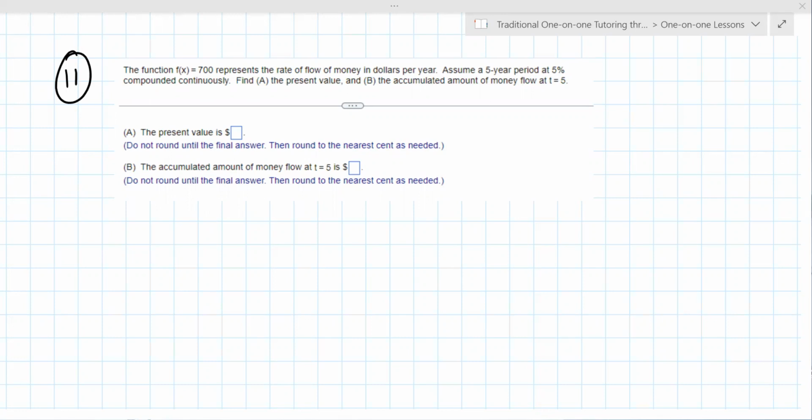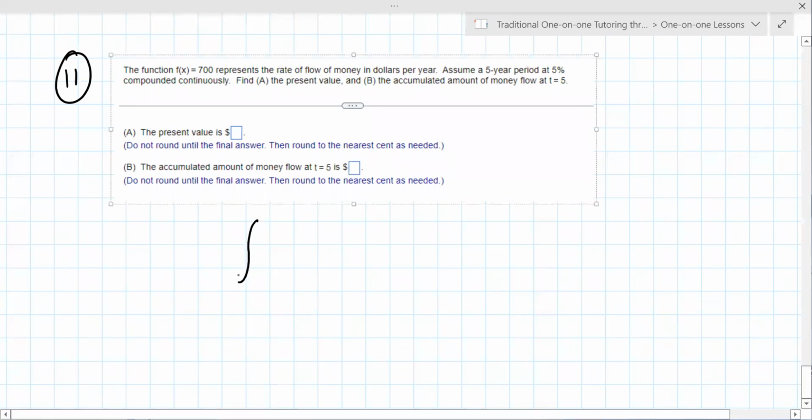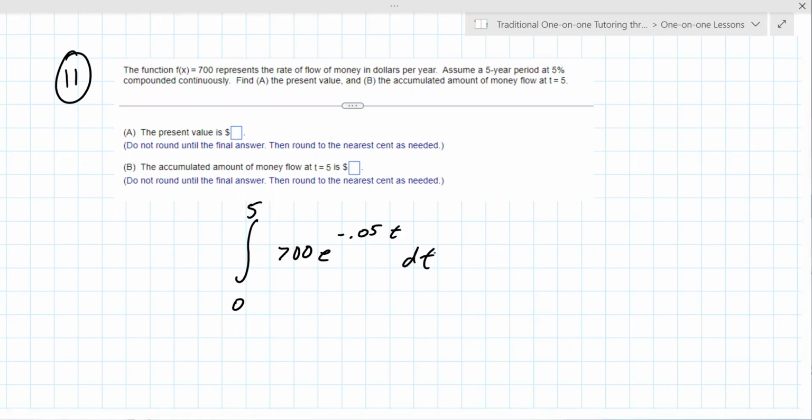Okay, so the present value is the integral from 0 to 5 of 700 e to the minus 0.05 t dt. I believe that's correct, because that takes into account the decrease in value. And then the accumulated value, I don't think that's right. Let me just look at one more reference here.